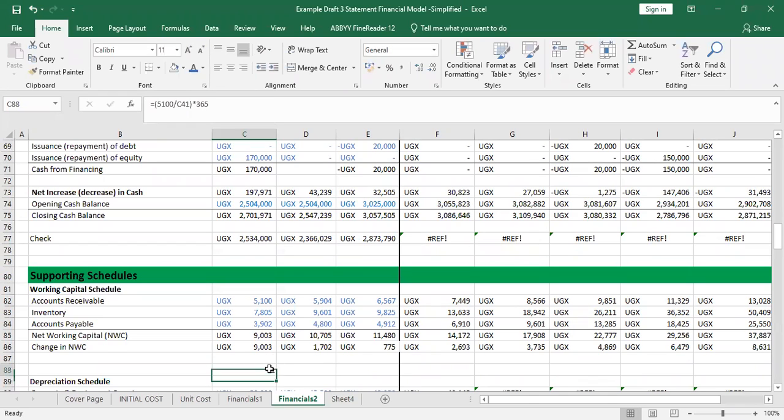Okay, so that becomes my receivable days. I can extrapolate, and it will give me the number of days people take to pay me.